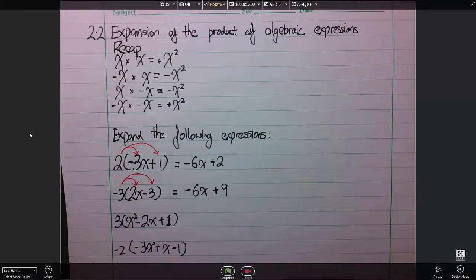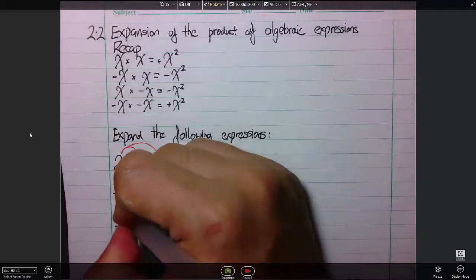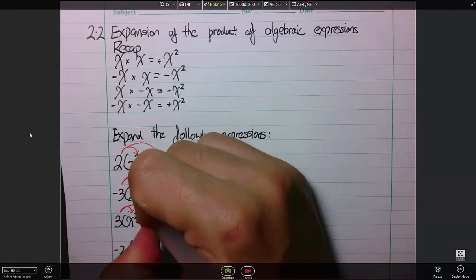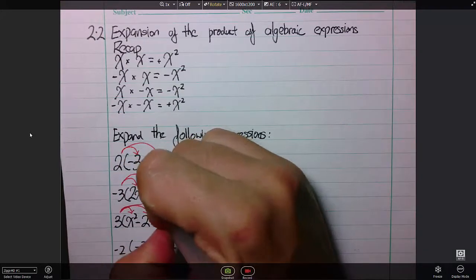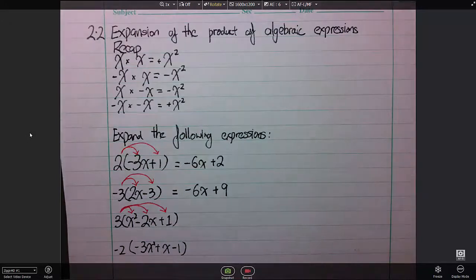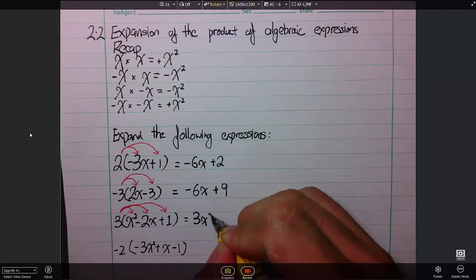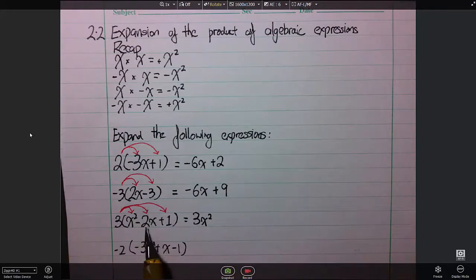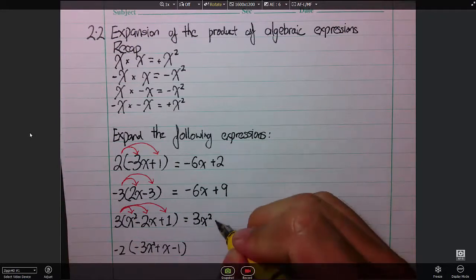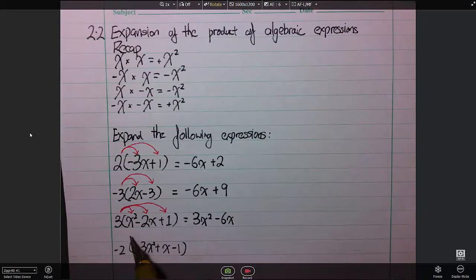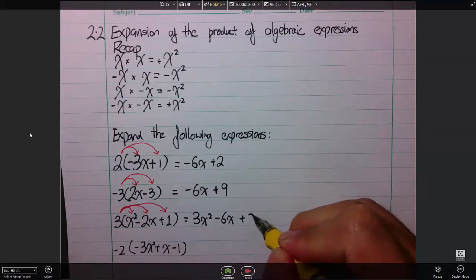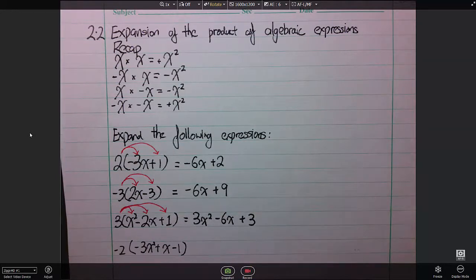Next one is this: 3 times (x squared minus 2x plus 1). What happens here is we have to multiply the 3 here, the 3 here as well, and the 3 here as well. So 3 times x squared gives me 3x squared. 3 times negative 2x gives me negative 6x, and finally 3 times 1 gives me positive 3. There are no like terms here, so there's nothing for us to simplify.